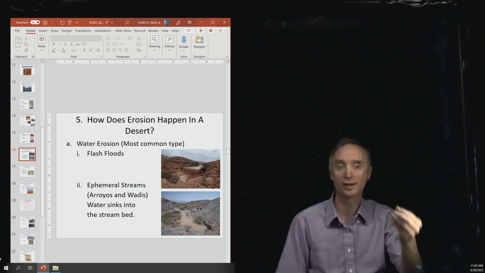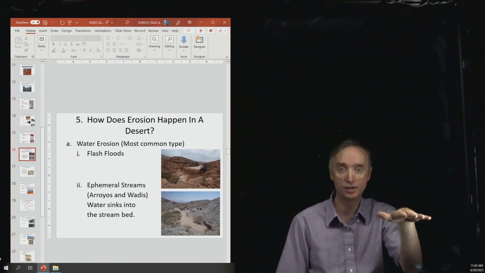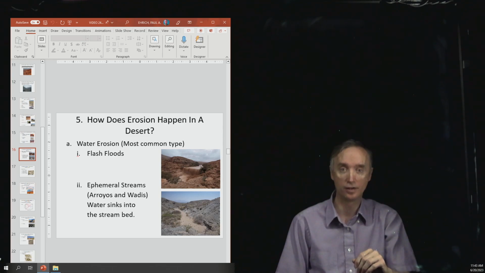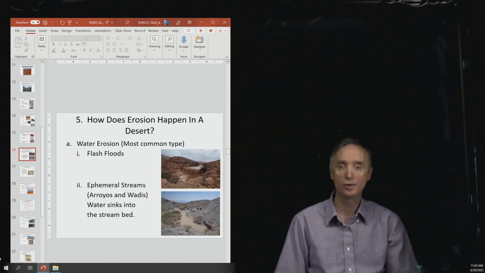A lot of that water cannot soak into the ground fast enough, so it's going to flow on the surface of the desert, and it tends to make flash floods. And just like a flash flood in a river can move boulders and carve canyons, so can flash floods in a desert. The next one is called an ephemeral stream.